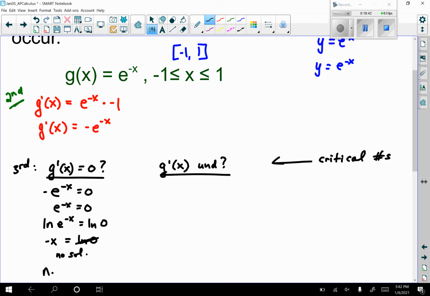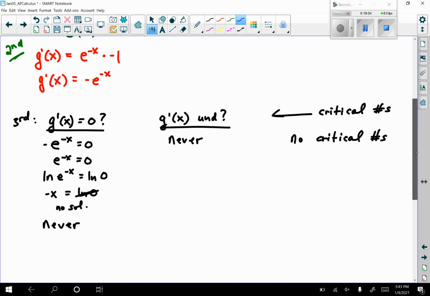So in other words, and again, picture the graph, y equals negative e to the negative x. That's never going to equal 0. So it's never equal to 0, and it's also never undefined. So we have no critical numbers, and that's okay. If we did, we would just include them in our table. So step 4 is to make a table.